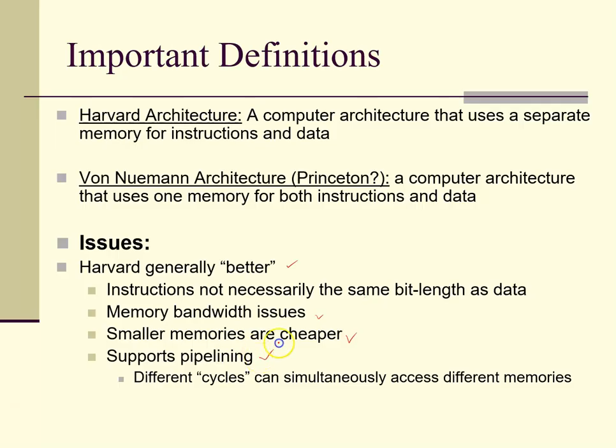Another issue here is that two different memories better support pipelining, for the same reason that we don't want to be trying to read and write the data at the same time. Pipelining is a form of parallelism that advanced architectures typically use to increase the throughput of the computer in general.